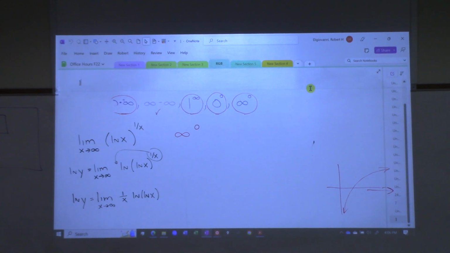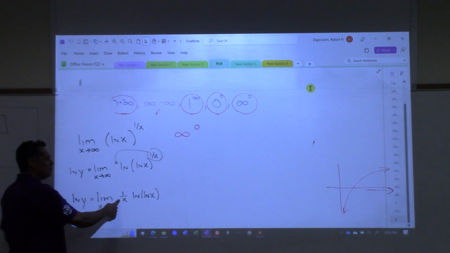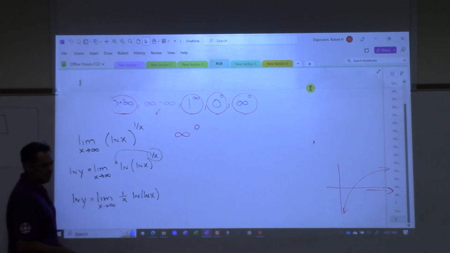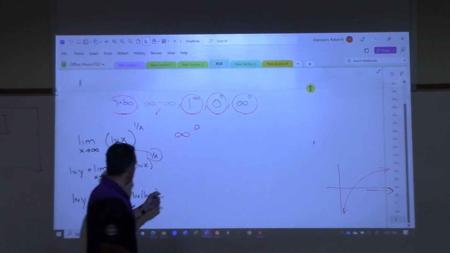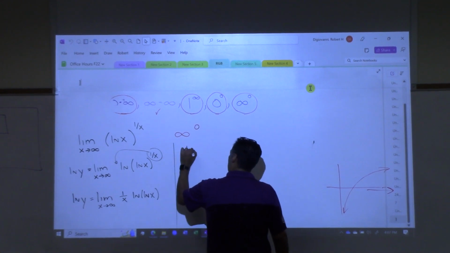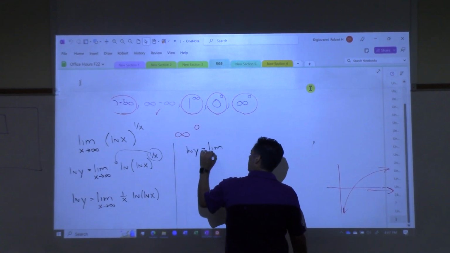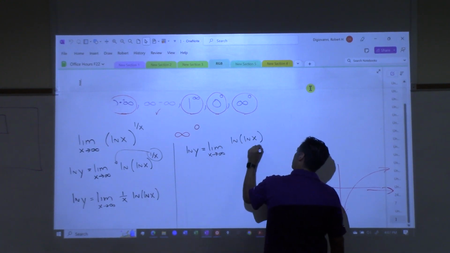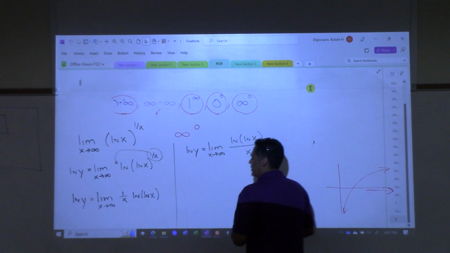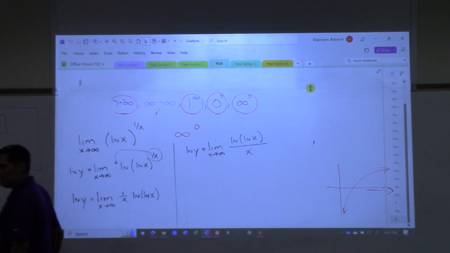Drop 1 down. Now which one do you want to drop? 1 over x. In fact, what happens when you drop 1 over x down? It just becomes x, right? Because it's 1 over x. Or you could just say this x was already on the bottom, wasn't it? However you want to look at it, it doesn't matter. You get limit x goes to infinity, natural log of x over just x. And now you have infinity over infinity, and you can use L'Hopital.